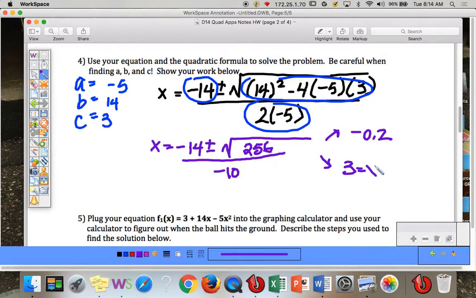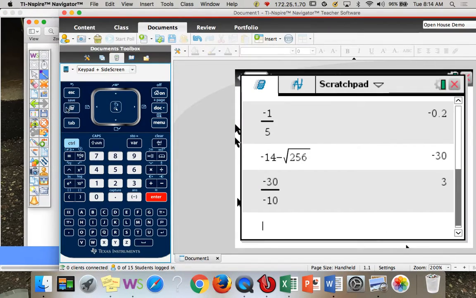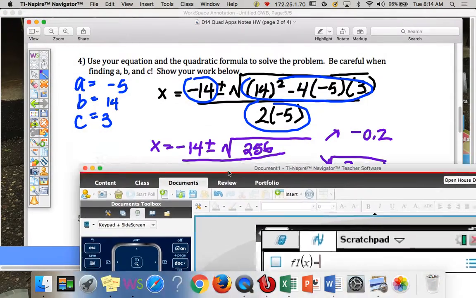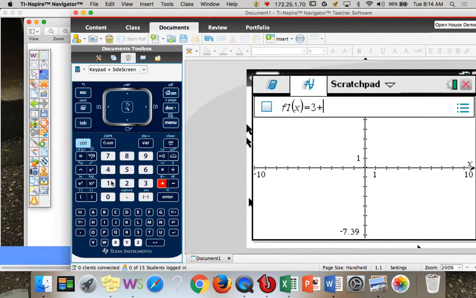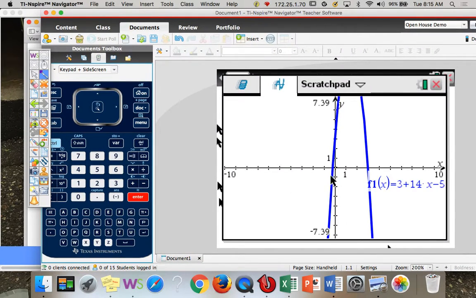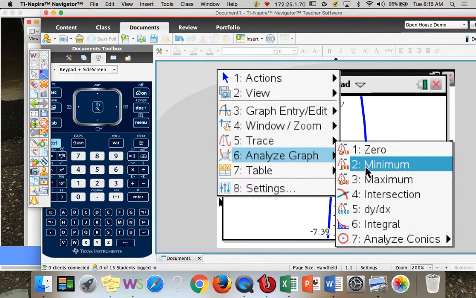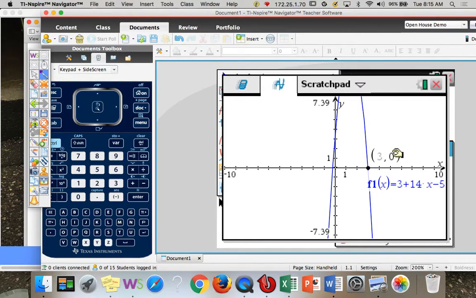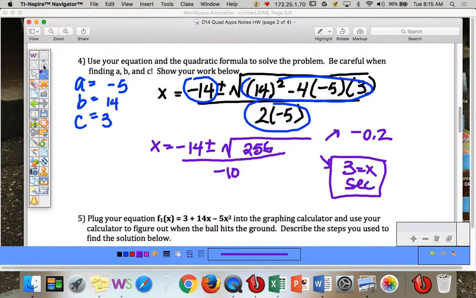So here's the answer that we're looking for. It says plug your equation into this and use your calculator to find out when the ball hits the ground. So this is how we can check our answer. So again, I'll go to Scratchpad and let's type in that equation. 3 plus 14. We have to change our t's to x's. It was minus 5x squared. Okay. We should get 3 seconds, and you can see right here that we do, 1, 2, 3 seconds. You could do menu, analyze graph, and find the zeros as well. And so you can see that, yep, it took 3 seconds for the ball to come back and hit the ground.